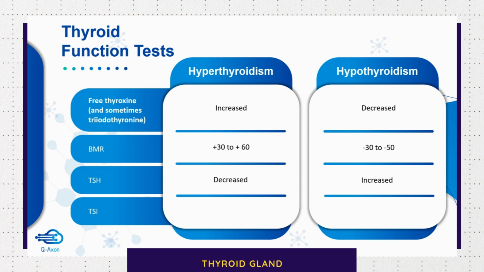TSH levels will be decreased in hyperthyroidism due to negative feedback mechanism and increased in hypothyroidism. TSI level will be high in hyperthyroidism in cases of thyrotoxicosis and low in thyroid adenoma.